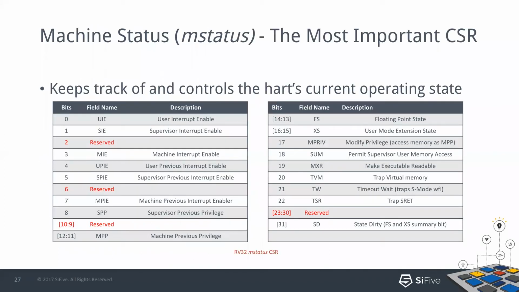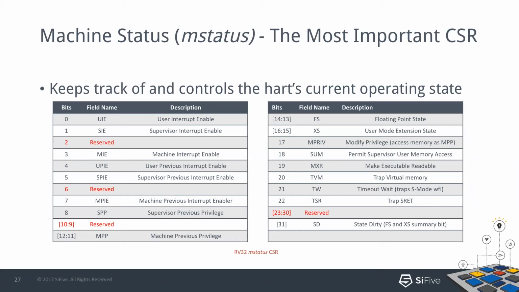The machine status CSR, mstatus, is probably the most important CSR, as it keeps track of and controls the HART's current operating state. The least significant bits in this CSR are used to enable or disable interrupts. As you can see, you have interrupt enable bits for user mode, supervisor mode, and machine mode. As we stated earlier, a given implementation doesn't have to implement all three modes. So in the case where you only implement machine mode, you would only have access to the machine interrupt enable bit and not the supervisor or user interrupt enables.